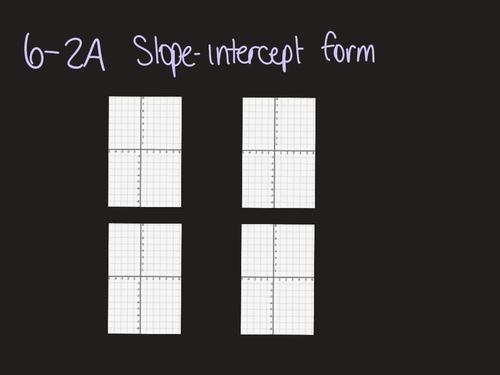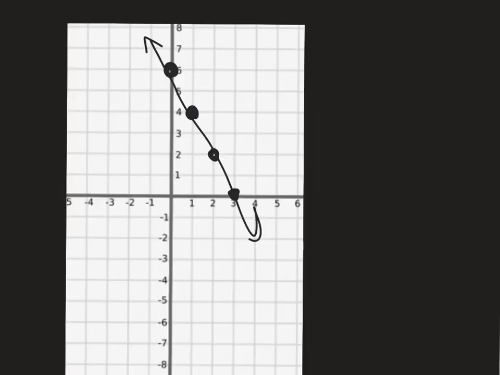Today's video is Chapter 6, Lesson 2A, and we're going to talk about slope-intercept form. In my first example, tell me what the slope is of this line. Well, we're going down 2, and we're going to the right 1, so our slope is negative 2 over 1. So when we write the equation for this, we're going to stick that negative 2 over 1 in front of our x. It's going to become our coefficient.